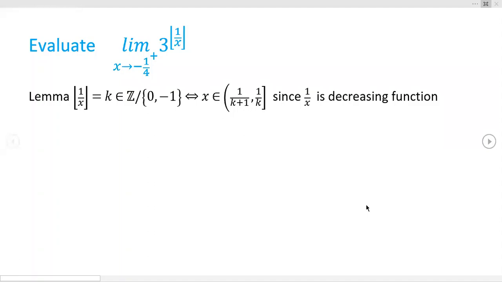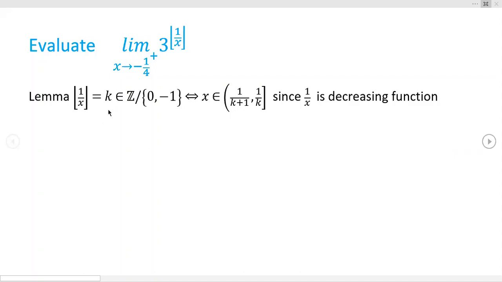Lately, a lot of my interest has been dealing with the floor function, or the greatest integer function, the function that maps the argument to the greatest integer less than the argument. So what we're dealing with tonight is actually a limit. It's a right-handed limit of an exponential function that has the floor of the reciprocal function as its exponent. So it sounds hard, but I've come up with a lemma for you all that makes this thing melt in your mouth.